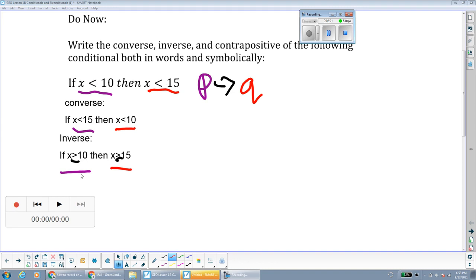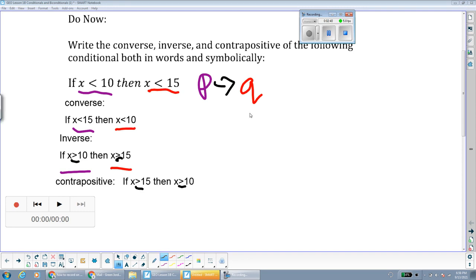The premise is the opposite of what it was in the original. In the original, we had a less than sign. Now in the inverse, we have a greater than or equal to sign. It was flipped. In the original conditional, the conclusion was a less than sign as well, and now it's also a greater than or equal to sign in the inverse.